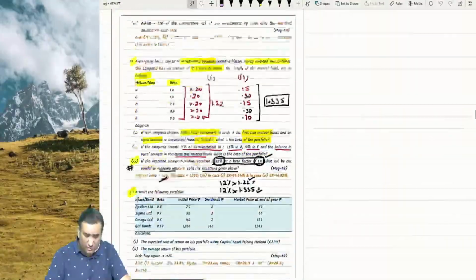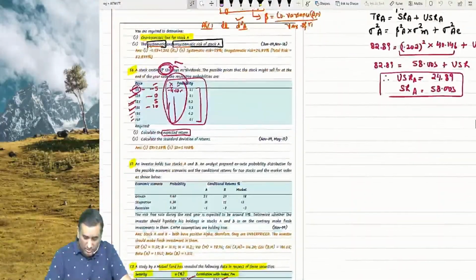Fact 1, formula of the covariance there. If it comes, I'll show.